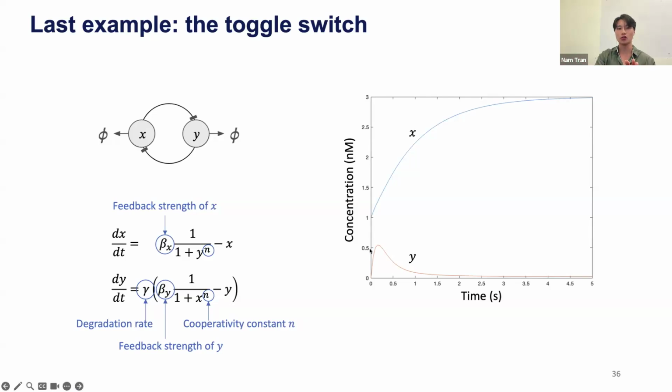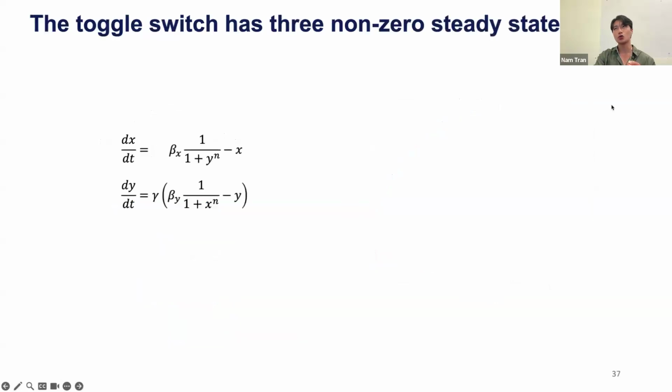And you can see that from an initial condition, they start to compete, and eventually one of them dies out and one of them lives on with all of it. So it's a winner-takes-all system. And the toggle switch has 3 non-zero steady states. So we're going to see where this happens.